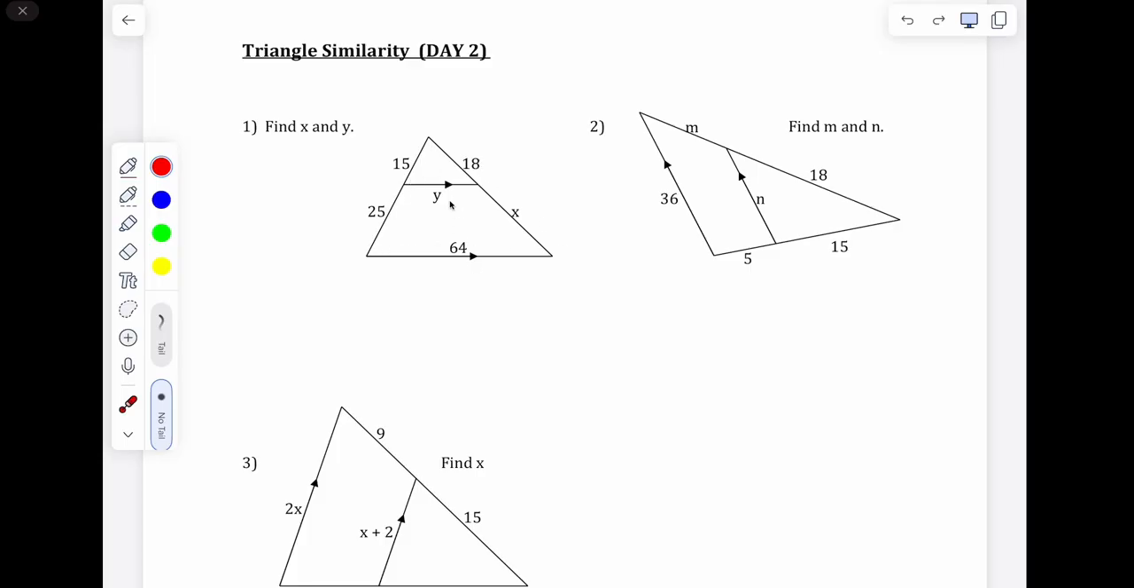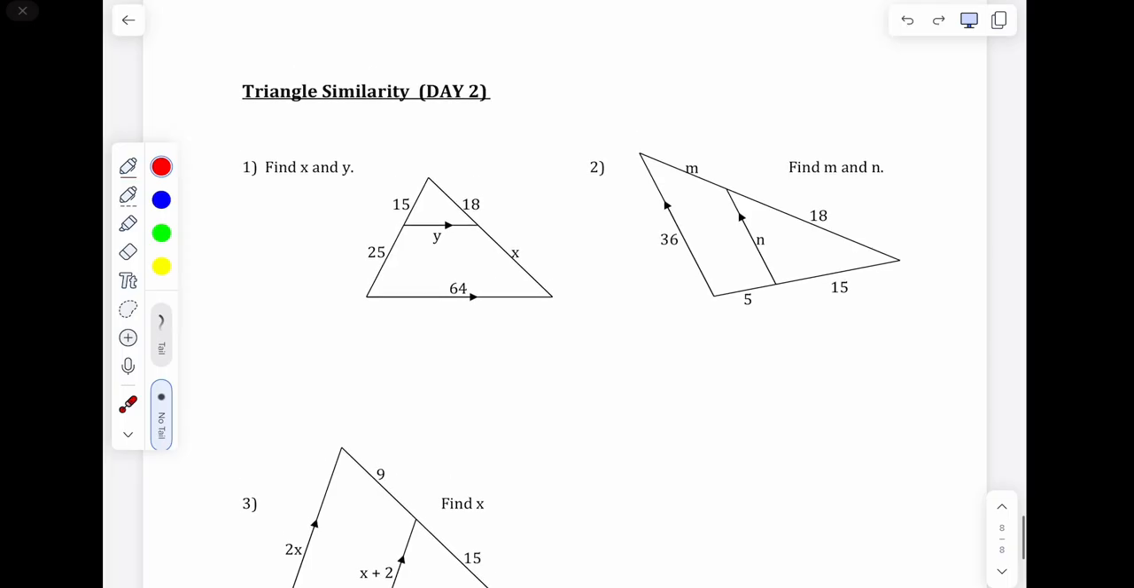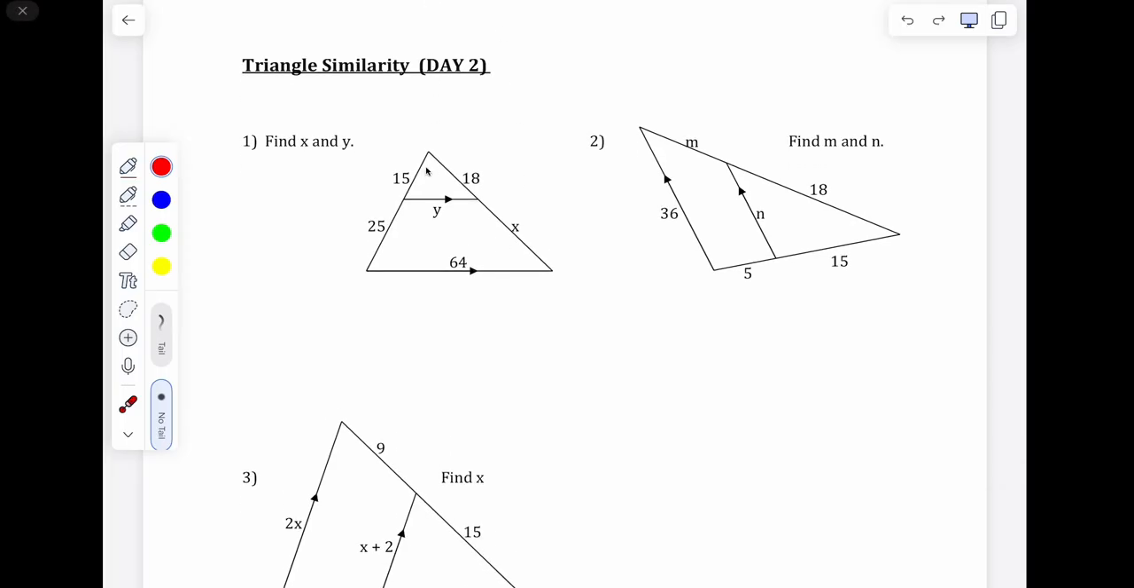And then you have these parallel lines. Now, if these lines weren't parallel, I wouldn't be able to do this problem. These lines being parallel gives me congruent angles. Now, I could have congruent angles marked, but if you see on these problems, they all have the parallel lines, and so they're all the same type of problem.